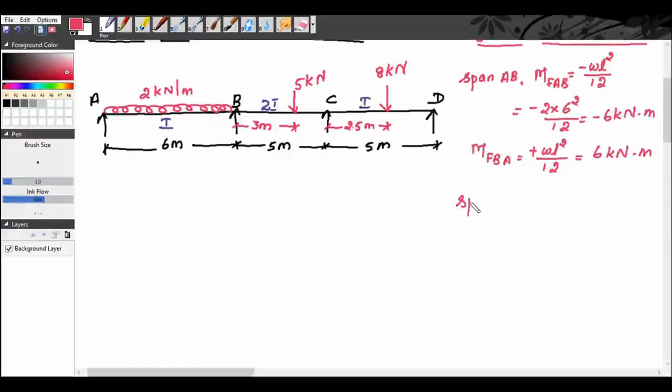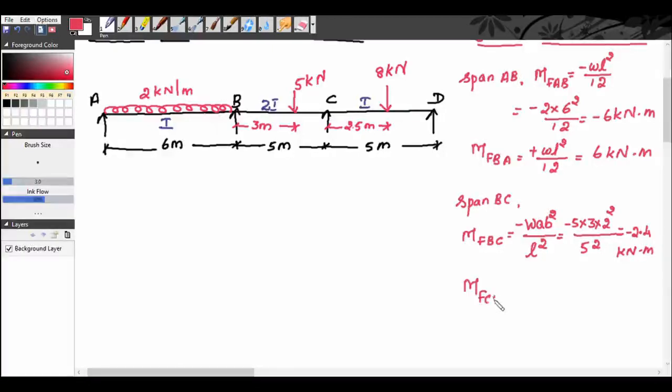Now we will consider the span BC. So for the span BC, it has a concentrated load of 5 kilonewton at a distance of 3 meter from B. So MFBC will be equal to minus WAB square by L square. So W is 5 here, A is 3 meter and B is 2 meter. So minus 5 into 3 into 2 square divided by 5 square. So that is equal to minus 2.4 kilonewton meter.